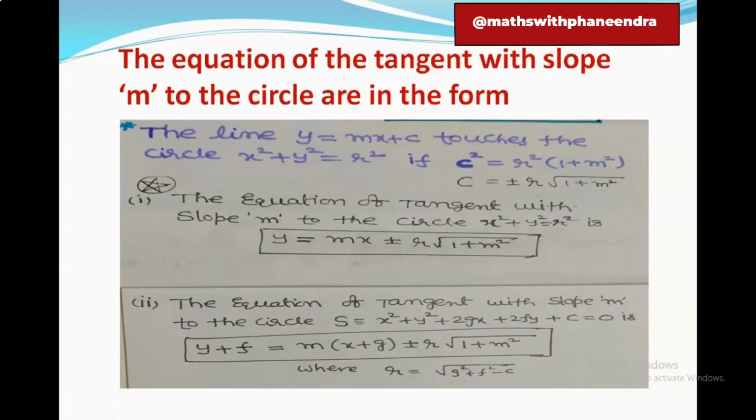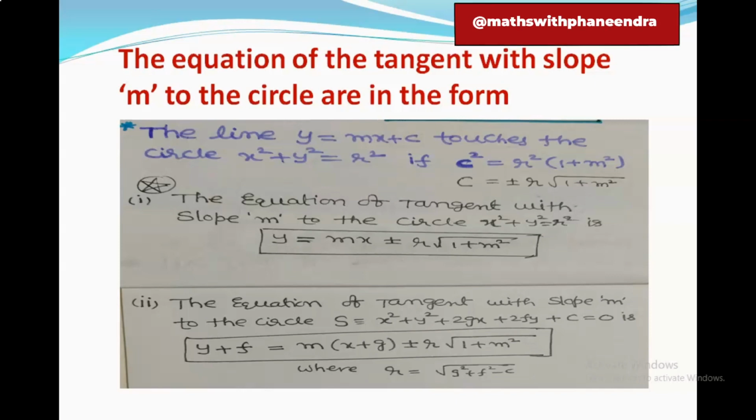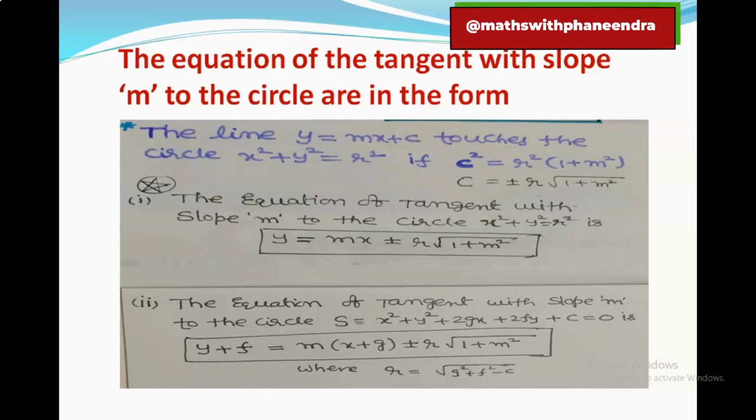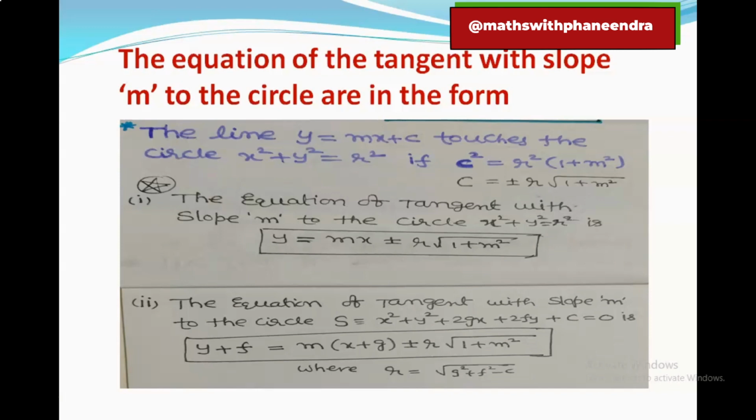These are the concepts. This is also important for 4 marks. The equation of tangent with slope m to the circle: the line y is equal to mx plus c touches the circle x square plus y square equal to r square. I already said that c square equal to r square into 1 plus m square. So c is equal to square root of r square into 1 plus m square. It will become plus or minus r into root of 1 plus m square. That is the value of c. We got the c value.